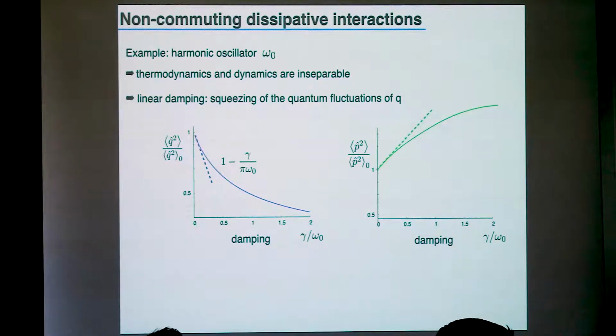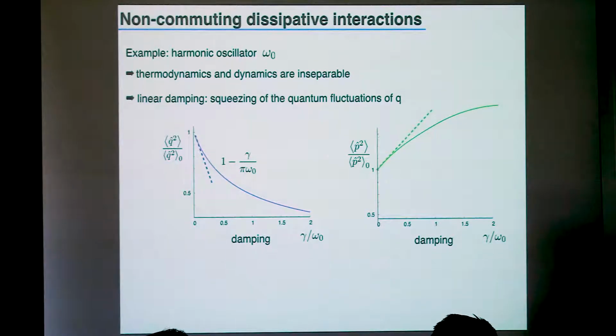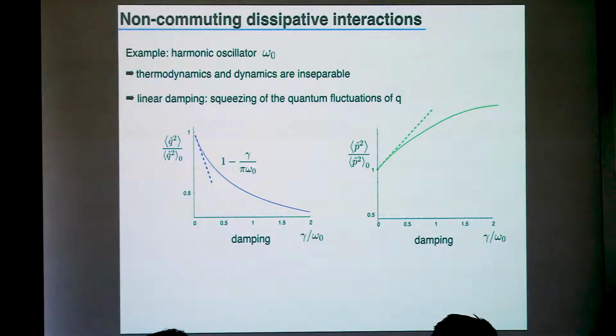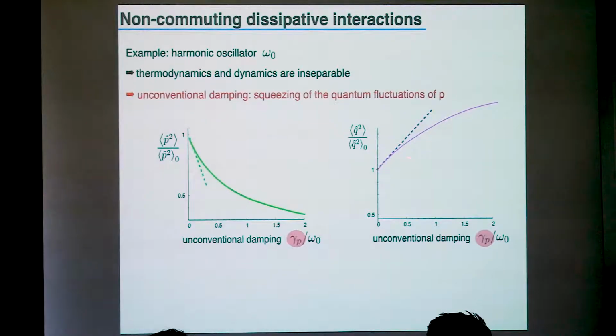As I told you at the beginning, the dissipation affects the thermodynamic equilibrium. Indeed, what you can calculate is the zero-point fluctuation in your system in the presence of the damping coefficient. And you see here that there is a decrease, proportional to the damping. And just because you decrease the fluctuation, you cannot violate the uncertainty principle, so there is an increase of the fluctuation of the momentum.